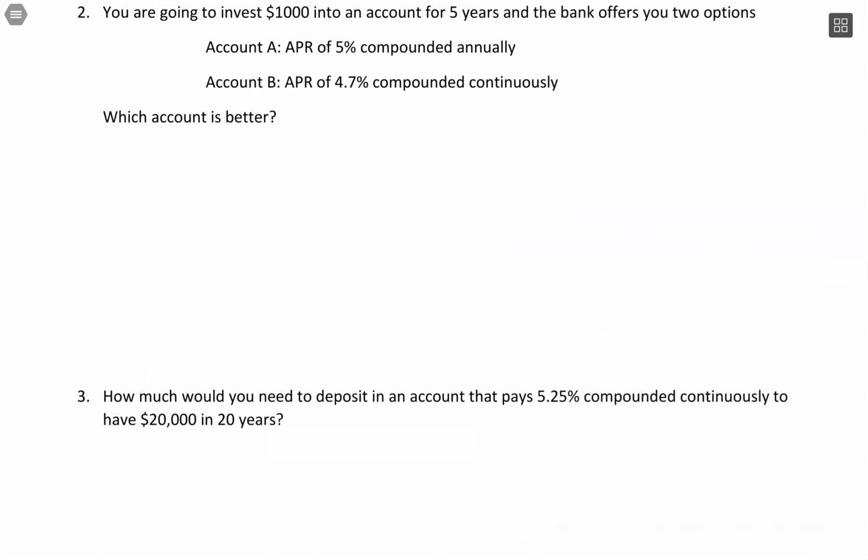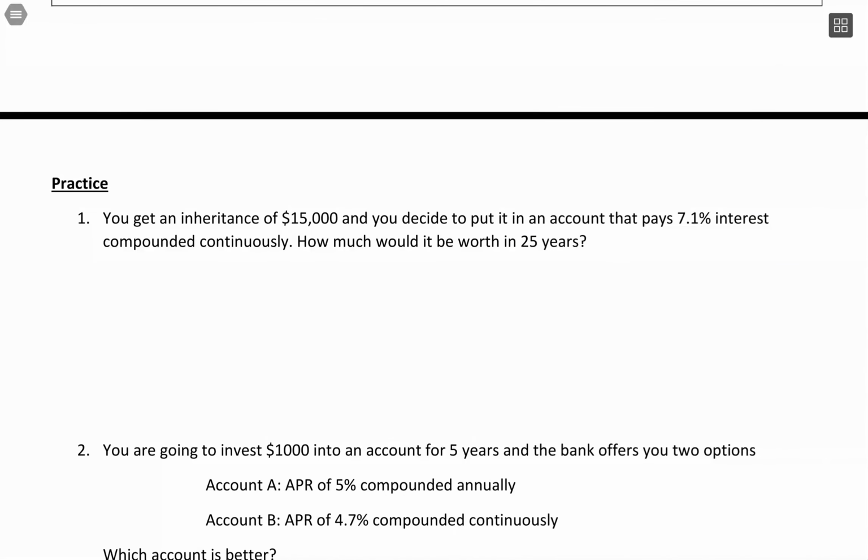So let's try this out. With this first example, you get an inheritance of $15,000 and you put it into an account. That's our initial deposit, so there's our principal. It pays 7.1% interest. What we want to notice is that it says compounded continuously. Something I like to do when I teach this class is, whenever you see compounded continuously, I always just write e right there. When you see compounded continuously, e is going to be part of the formula. Then, how much will this be worth in 25 years?